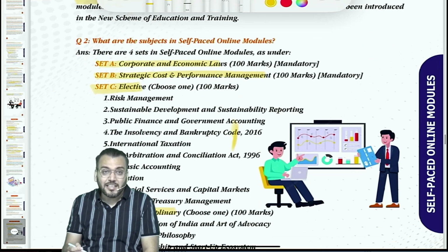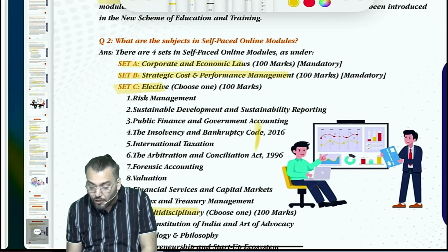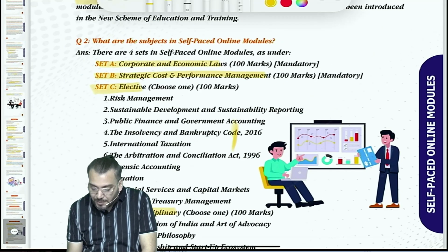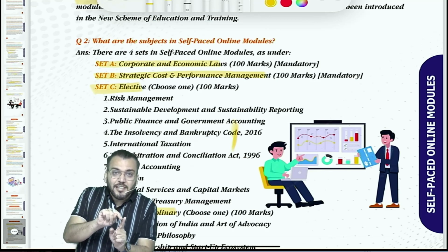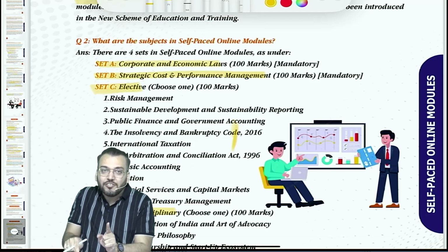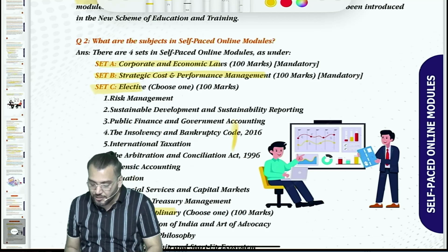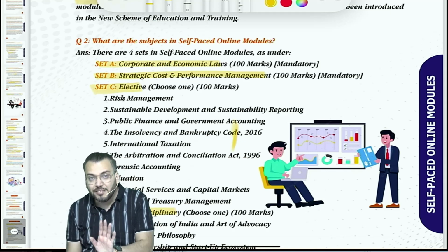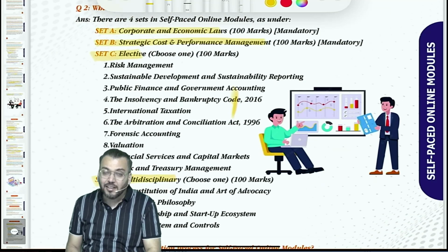Correct? Now what are these? Set A and set B are mandatory. Set A is corporate and economic law. Set B is strategic cost and performance management. So you can see the costing subject has been deleted and transferred to what? This self-paced online examination. Similarly, the law paper has been deleted and transferred to this self-paced online examination. So corporate and economic law and strategic cost and performance management will be mandatory under the self-paced online examination.